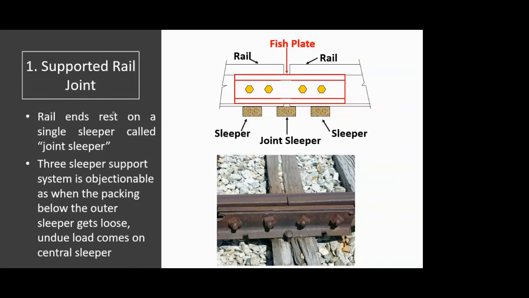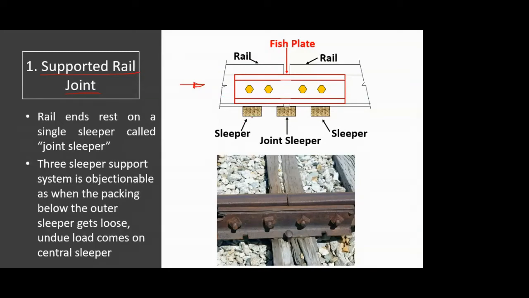The supported rail joint is nothing but what is shown in this typical sketch in the top right side. These are the rails in the black lines, and the two rails are connected by means of a fish plate, shown in red, and the yellow ones are the fish bolts. But the main peculiarity of the supported rail joint is that you have a sleeper supporting at the bottom.